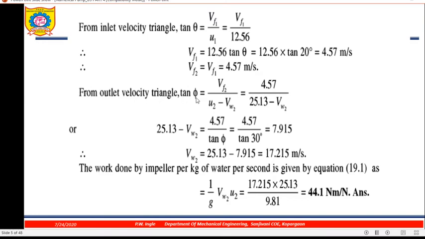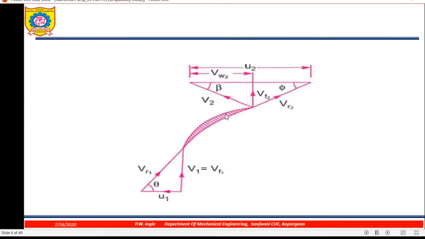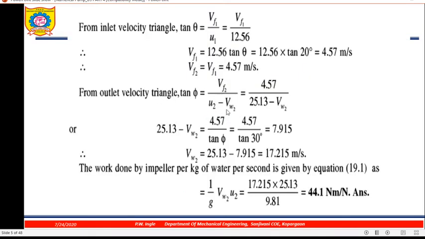Now from the outlet velocity triangle, tan phi is opposite upon adjacent. Opposite is Vf2, and this side is nothing but U2 minus Vw2. Very simple. So tan phi is Vf2 upon U2 minus Vw2. By using this you will get the answer for Vw2. Now the work done by the impeller per kg of water per second is 1 by g Vw2 U2. So it is 44.1 Newton meter per Newton.